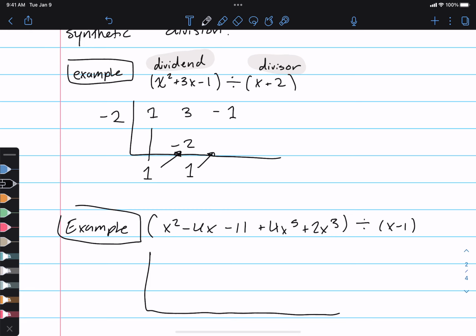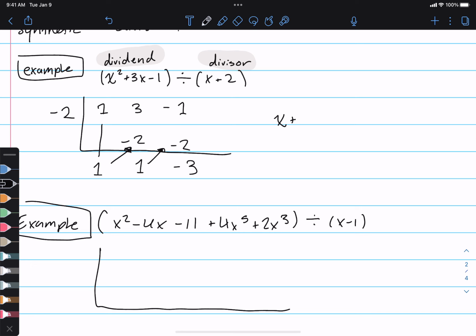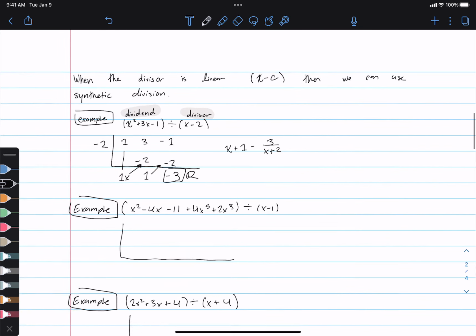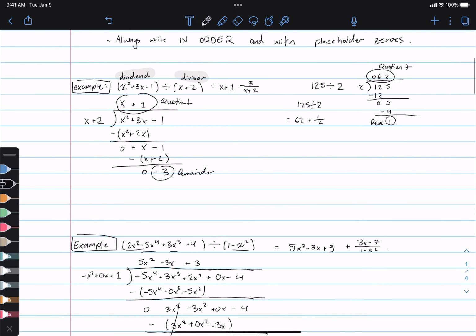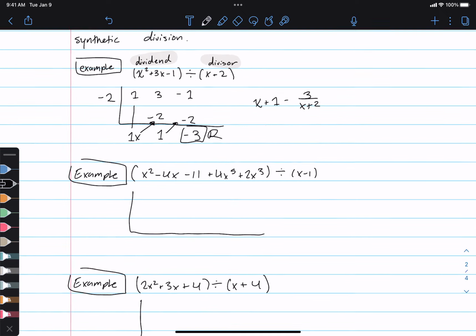And then we multiply again, negative 2 and negative 3. And so we get x plus 1 minus 3 divided by x plus 2. So this is x squared, and then these are going to be 1 less. So this is x, this is our constant term, and then this is our remainder right here. And we get x plus 1 minus 3 over x plus 2. And this is actually the first example that we did, and we get the exact same answer. So just like a little confirmation that, yes, this process works the same.